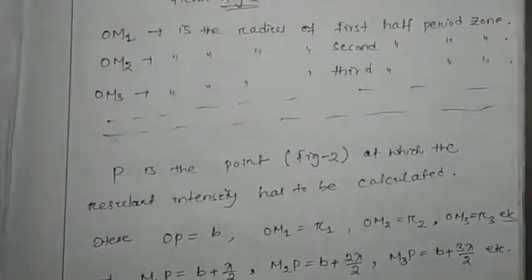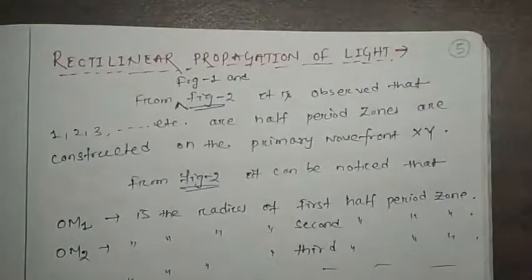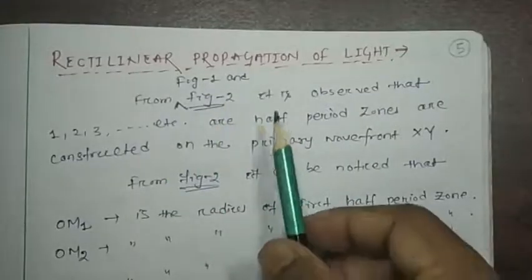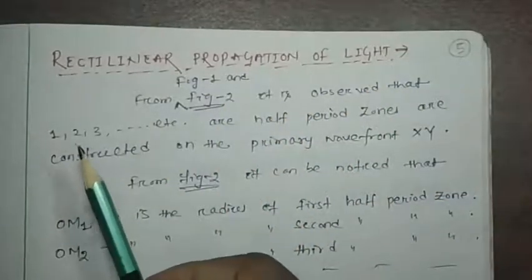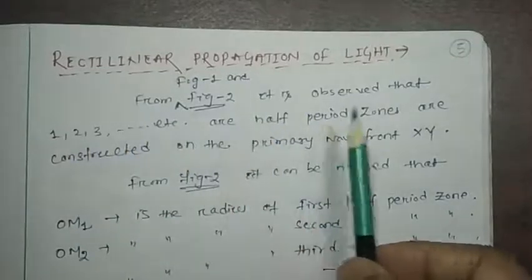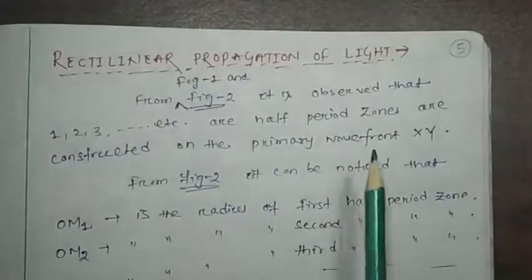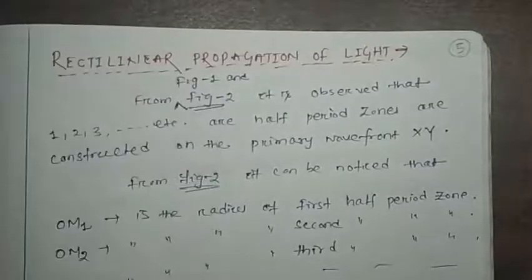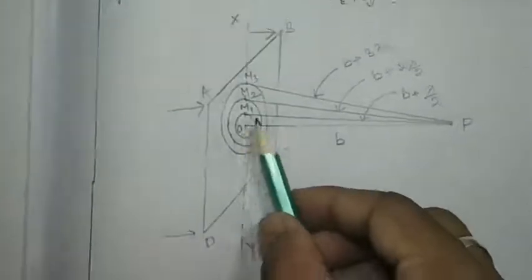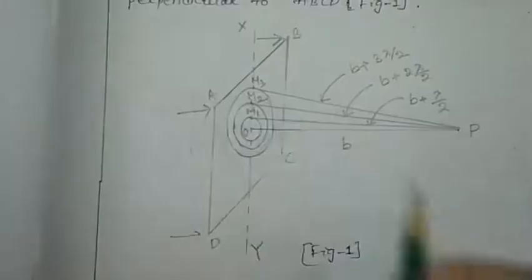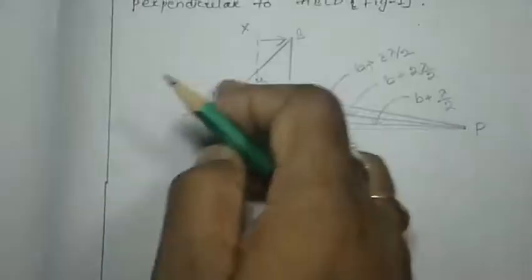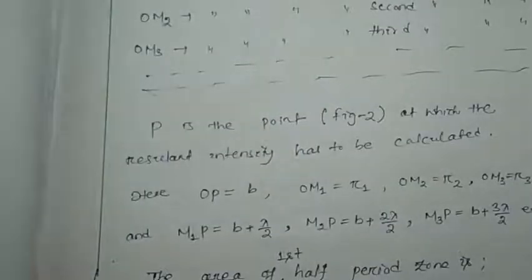So today we are going to discuss the rectilinear propagation of light by considering Fresnel's diffraction. From figures 1 and 2, it has been observed that the first, second, third, etc. half period zones are constructed on the primary wavefront XY. In figure 1, this is the first half period zone, second half period zone, third half period zone.